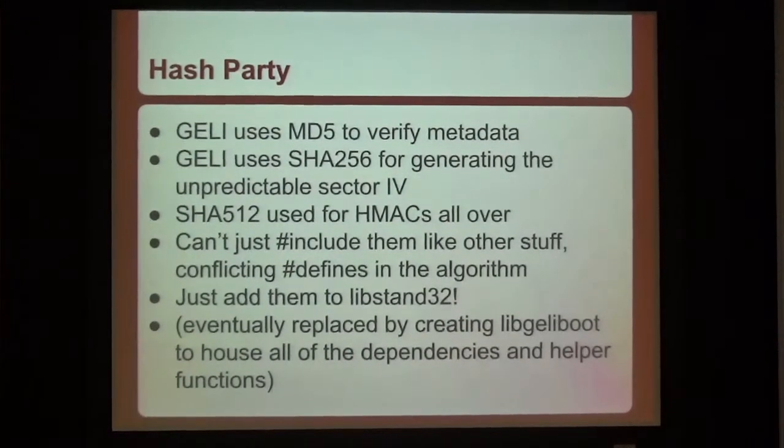So I ended up with basically a shared library, a static library that had SHA-256 and SHA-512 so that I could just use them. Although eventually I replaced that and made my own static library because I ended up needing a bunch of things and I didn't want to keep loading libstan for people that weren't going to use the encryption stuff.